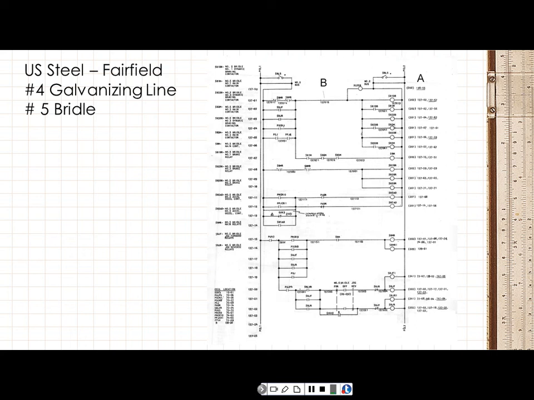You understand? So this is out of a textbook written by somebody at Schoolcraft, and this is actually a print at number 4 galvanizing line, which has been shut down out at U.S. Steel. And that's shut down the blast furnace. Good gracious!